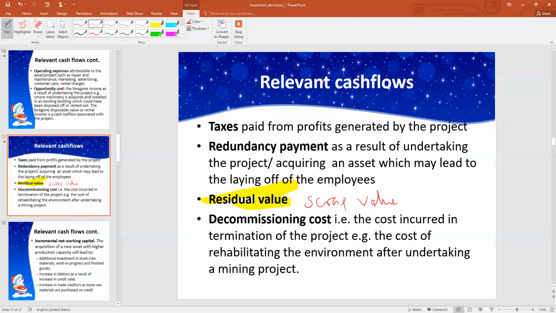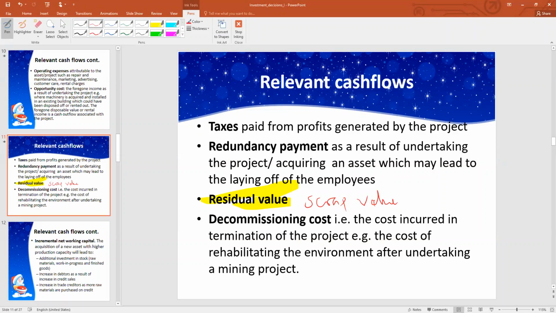Now, what do you do in the year 2030? You go to the market and tell the market, I have this machine, would you want to buy it? The market can buy it as scrap, or as a second-hand machine. So the amount you receive from the disposal of that machine at the end of its life, the residual value, becomes a cash inflow at the time you receive it.